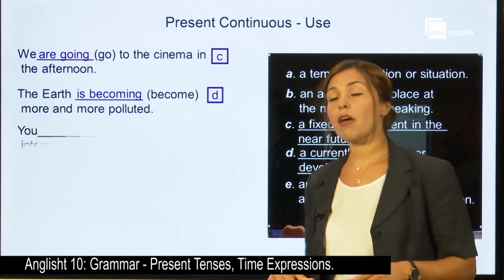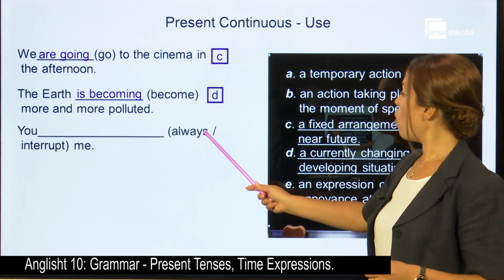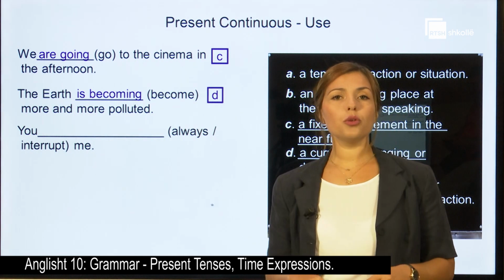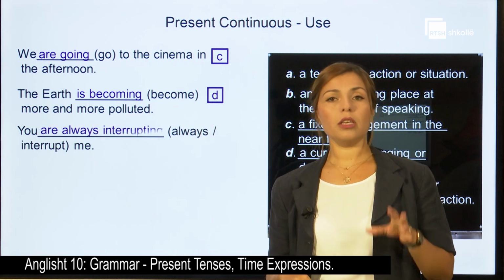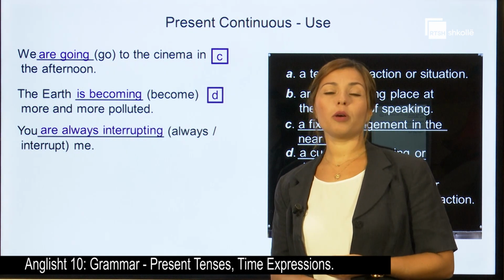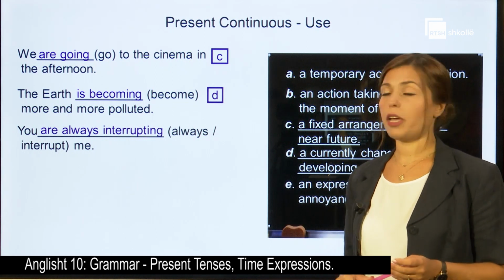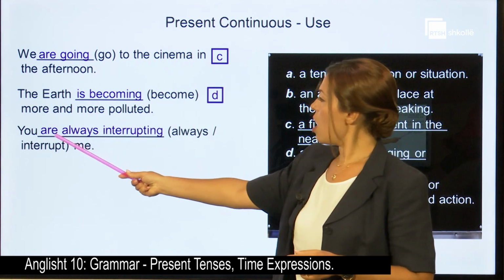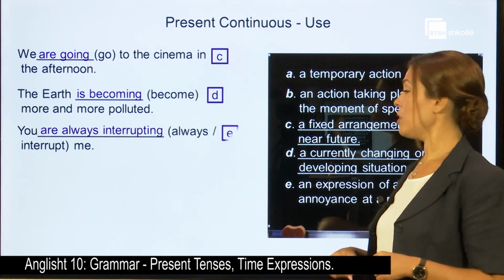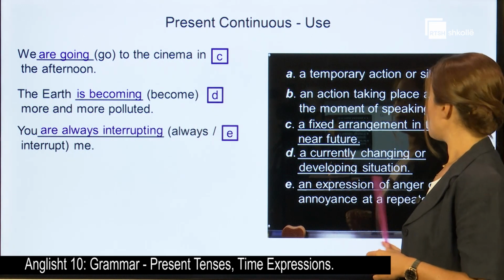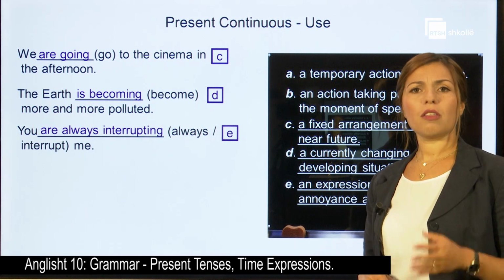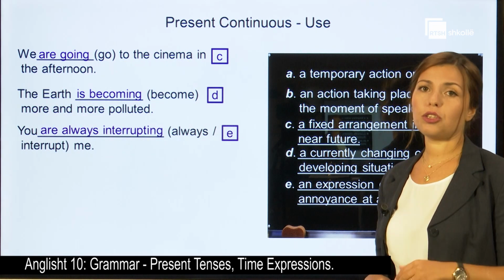Let's move on with the other one. You always interrupt me. Present continuous again. You are always interrupting me. What does this show? That I don't like this situation. I'm not satisfied with this situation. All right? You are interrupting me. So, one of the uses of the present continuous is the expression of anger or annoyance. I don't like the fact that you are always interrupting me.